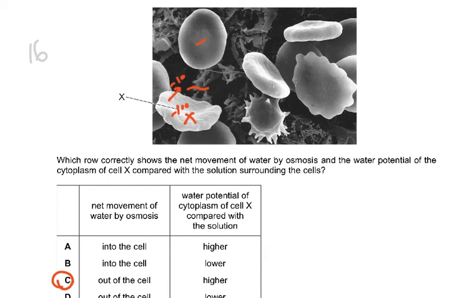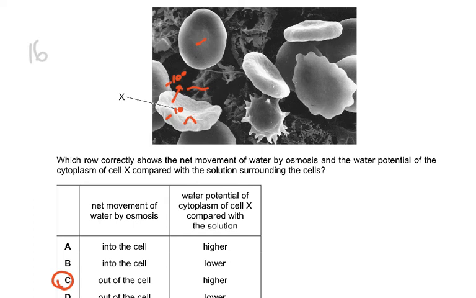So the cytoplasm has a higher water potential. If it has a higher water potential, what does that mean? That means this is wrong. Higher water potential means it has less solute. So this is minus 10, and outside is minus 100. So 10 solute, 100 solute. That means this has more free water molecules. So water is going to move out and the cell is going to shrink, and that's going to be crenation.